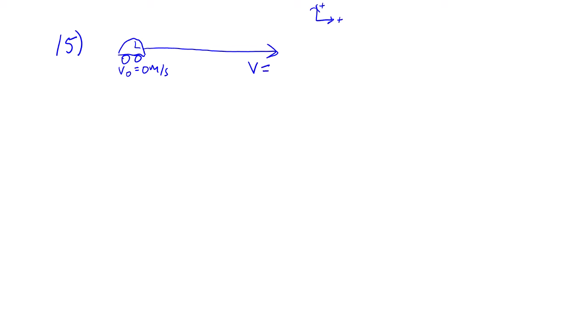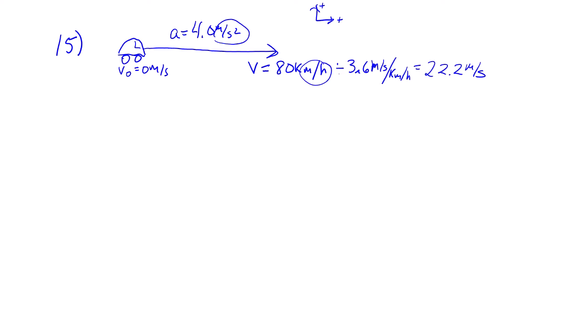The final velocity, well, it gives you a final velocity in kilometers per hour, so 80 kilometers per hour. But it gives you an acceleration, a rate of acceleration uniformly, of 4.0 meters per second squared. So right there, we have a little bit of a problem because our acceleration unit must match our velocity unit. To me, it makes more sense to go ahead and convert the 80 kilometers per hour into meters per second. So if you divide by 3.6, that's the conversion. You get 22.2 meters per second. So the final velocity of this car is going to be 22.2 meters per second.